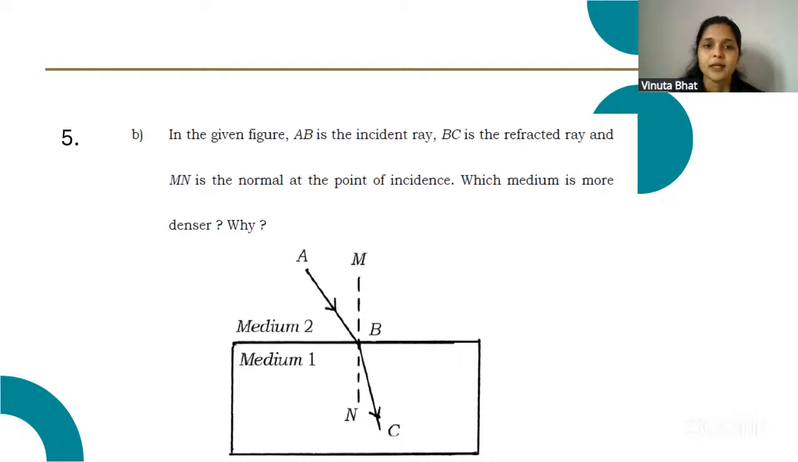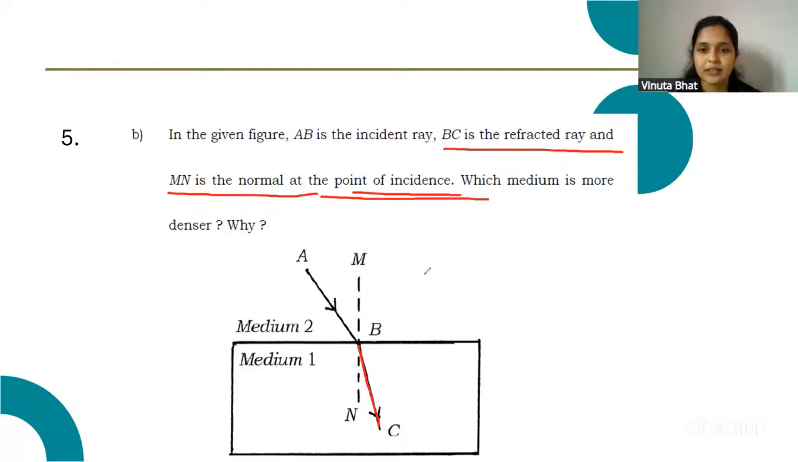Next question. In the given figure, AB is the incident ray which moves from medium 2 to medium 1. This topic is also not in your syllabus. BC is the refracted ray, and MN is the normal at the point of incidence.